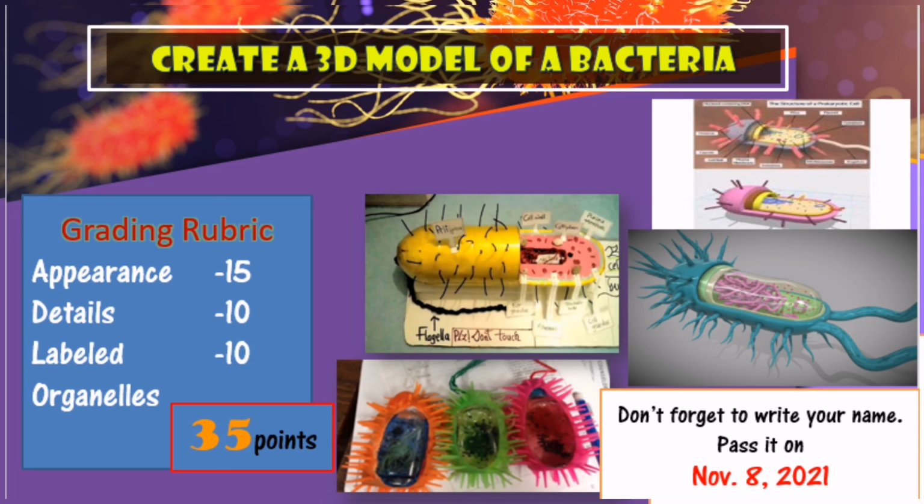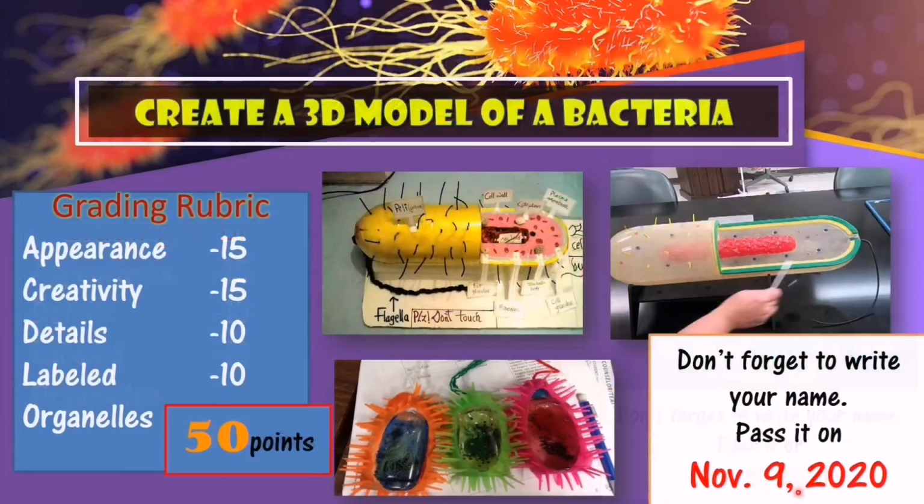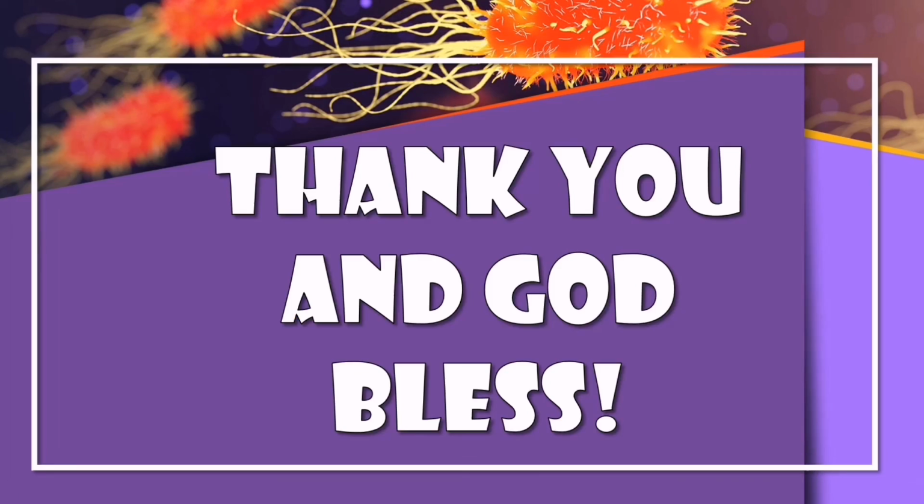So, depende sa inyong creativity. So, our grading rubric, appearance, 15 points. Kung 3D ba gyud siya, tsada, detailed, naabatanan nga organelles, ihang parts, naka-label, 10 points. So, in total of 35 points. So, you are going to pass it on November 8, 2021. So, don't forget to write your name in your model. Thank you and God bless.